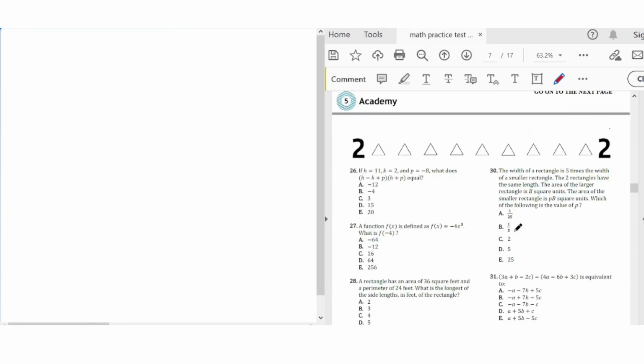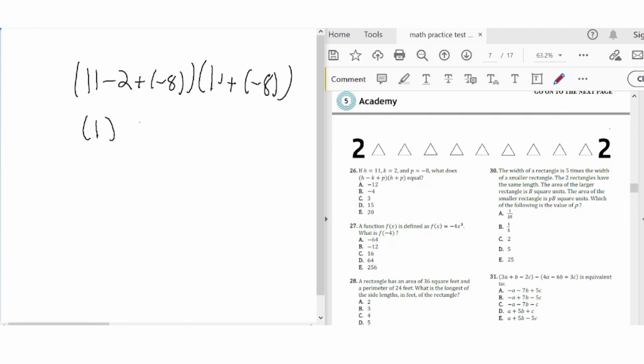26. If h equals 11, k equals 2, and p equals negative 8, what does this expression equal? So let's plug those numbers in. All right, so let's solve each of the expressions inside of these parentheses. 11 minus 2 is 9. 9 minus 8 is 1. Looking at these parentheses, 11 minus 8 is 3. 1 times 3 is 3, so C is our answer.